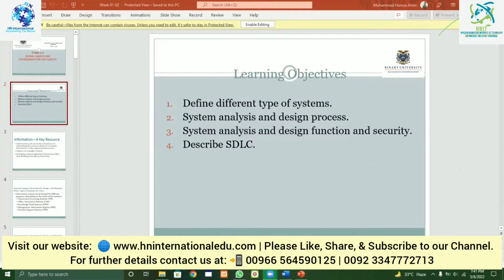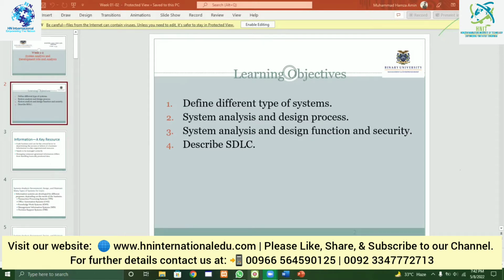In this course we will learn to define different types of system analysis and design processes, system analysis and design functions, and security. We will also learn how to describe the SDLC. SDLC means software development life cycle: how a software or a system or software product should be formed in a proper way. This is done through the SDLC.